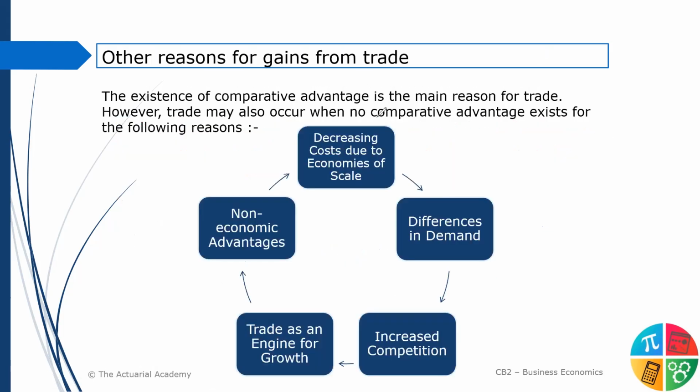Yes. So this was just gains of trade due to comparative advantage. Now we would look at some gains of trade due to other reasons, like why countries trade between each other and what are the other sources of gain that could help. So the existence of comparative advantage, like we saw on the previous slide, is the main reason for trade. However, trade can occur when there is no comparative advantage as well.